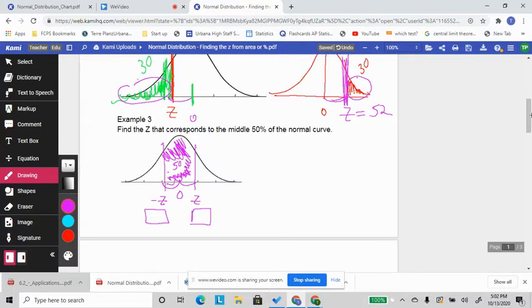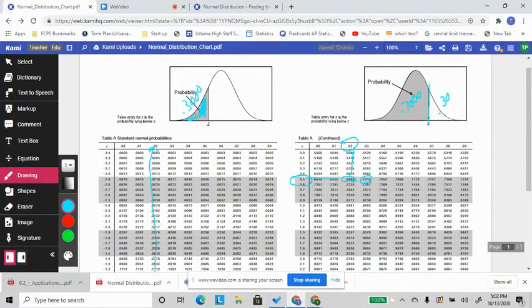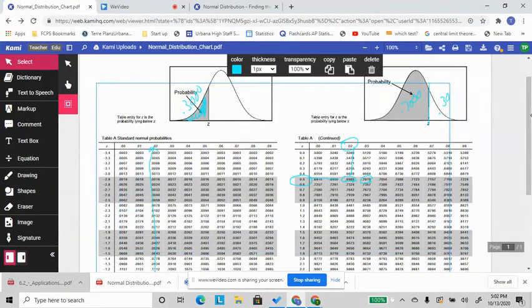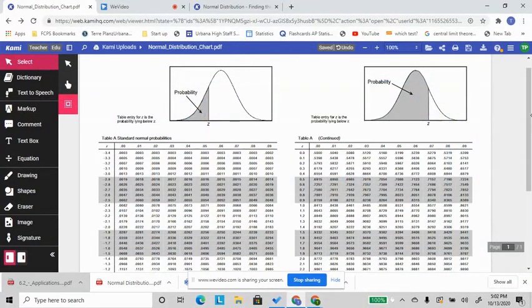This is 50. That means the rest of the curve is also 50. We're going to have 25 here, and we're going to have 25 here. So we have a tail of 25 and another tail of 25. So let's go to our normal distribution chart. Let me clear it up again. Okay, and now let's talk about what we have. We have a 50.